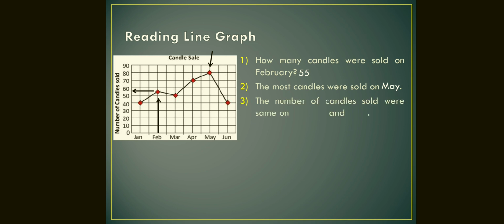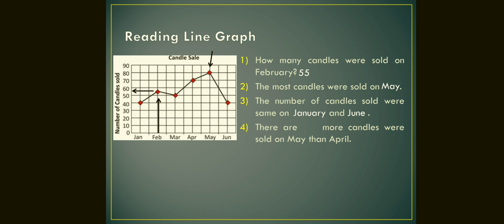Number 3. The number of candles sold was the same in blank. Just look at the points. Which points are on the same horizontal line? As we can see, it is 40. There are 2 points showing 40. They are January and June. So the number of candles sold was the same in January and June.